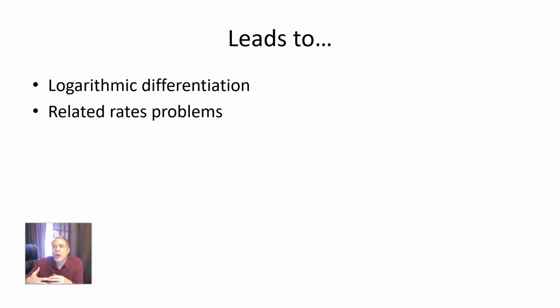And it's often shown as a preliminary or prerequisite to related rates problems, which is one big application that you learn about in calculus. So those topics are beyond the scope of this particular video, but they're things that you often go on and study after you've learned about implicit differentiation. And if I feel like it, or if somebody asks me to, I might go ahead and make a video on one or both of those topics. But this is it for implicit differentiation.